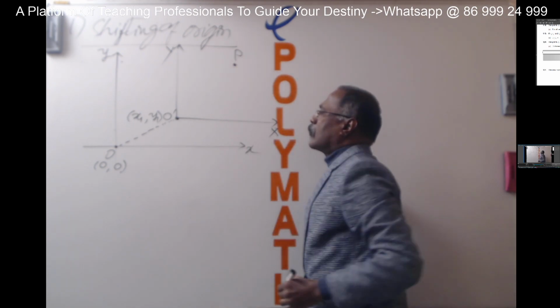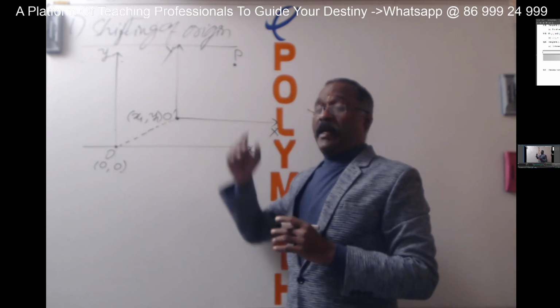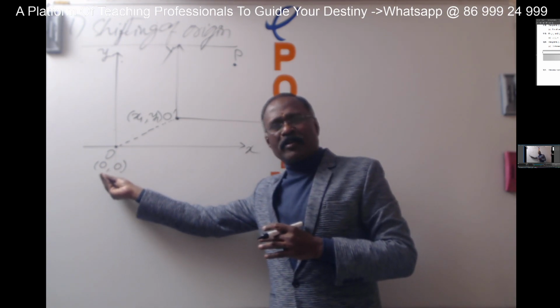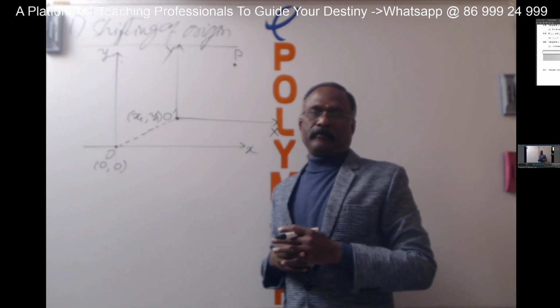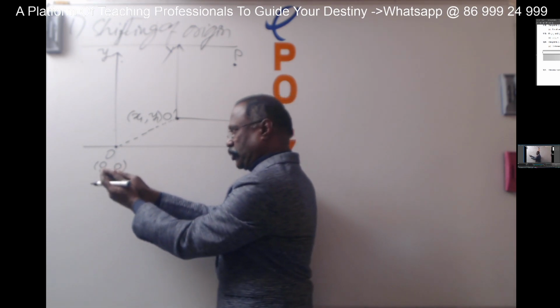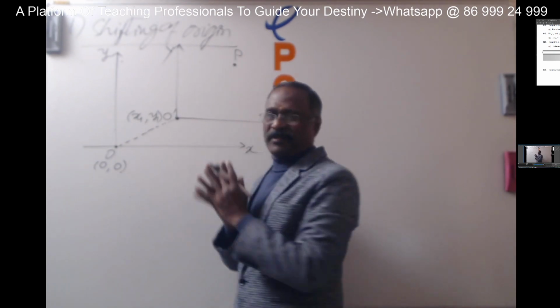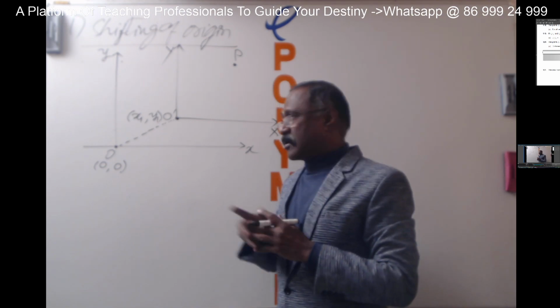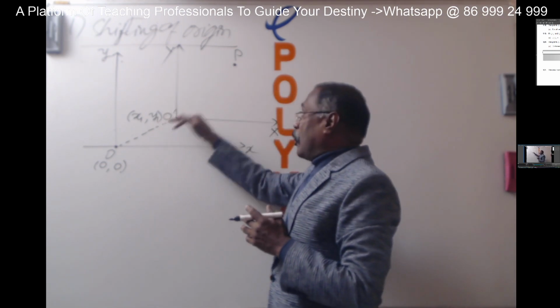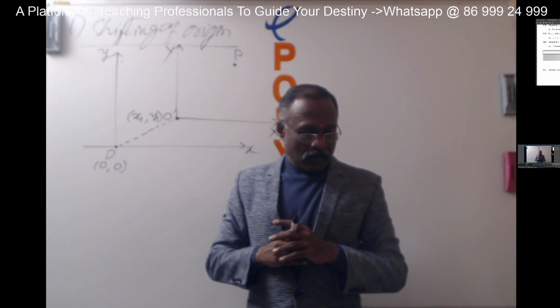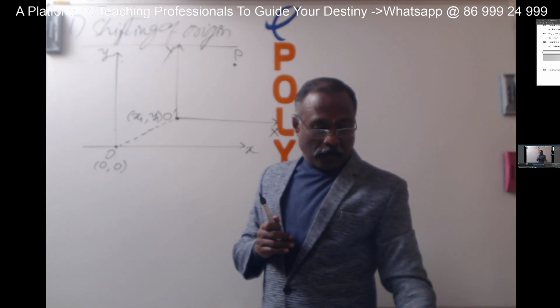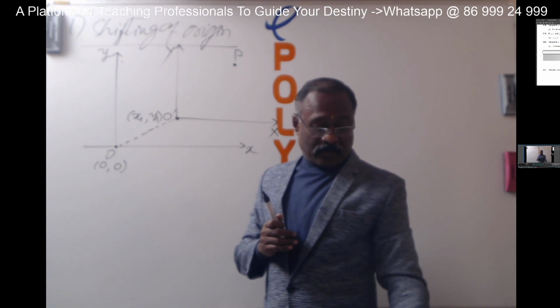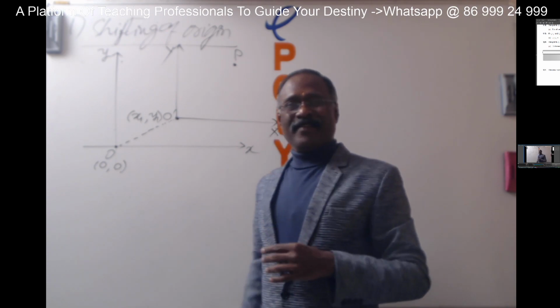Now, this point P is with respect to the original axis, 0, 0. Now, I have shifted this origin to O dash. Then what happens? Obviously, this point P will also be shifted. Accept that first. Whether the points on the plane are shifted or not by shifting the origin. Yes, every point on the plane will be shifted if the origin is shifted.